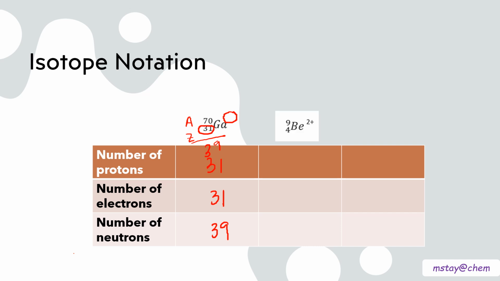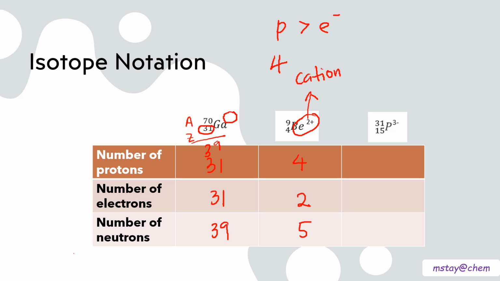Next, Be2+ represents an ion, because it comes with a charge, and this is a cation. So the number of protons is 4. Because it is positively charged, the number of protons is more than the number of electrons. As we know, the protons are 4 and there are 2 extra protons compared to the electrons, so the number of electrons is 2. The number of neutrons is 9 minus 4, which is equal to 5.